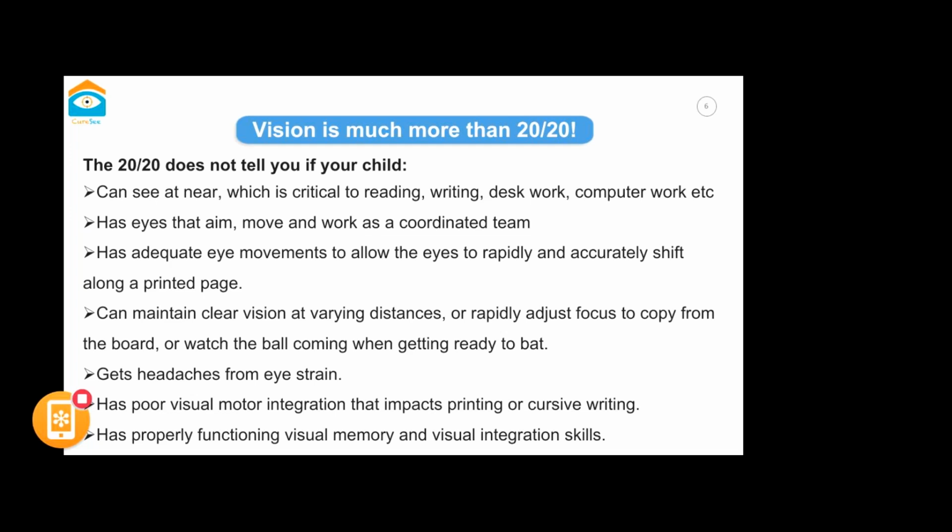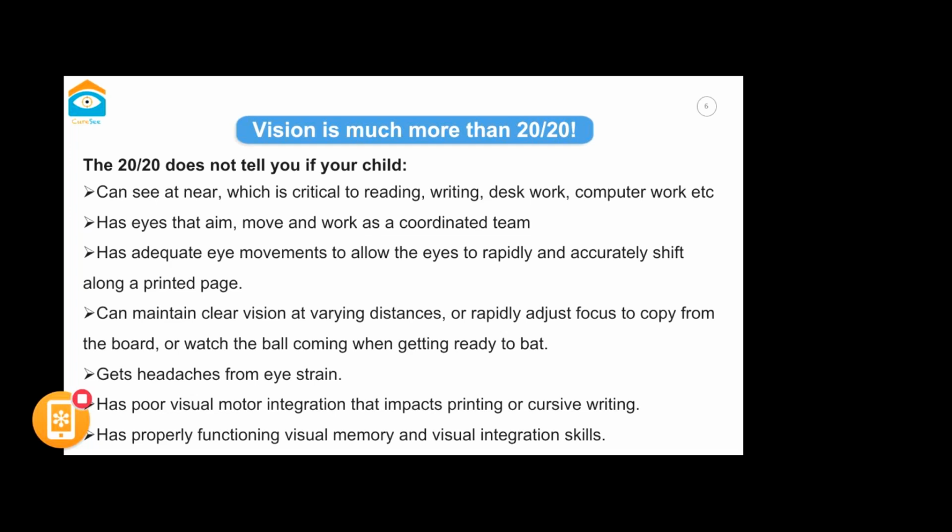Suppose a child is reading a line, a particular paragraph. If his eyes are not moving quickly, rapidly, and accurately shifting, then he will be stammering. He won't read the letters as fluently as other children. So this all needs to be taken care of by the parents, the teachers, and the optometrist. We need to assess the problem and then treat it by starting vision therapy.